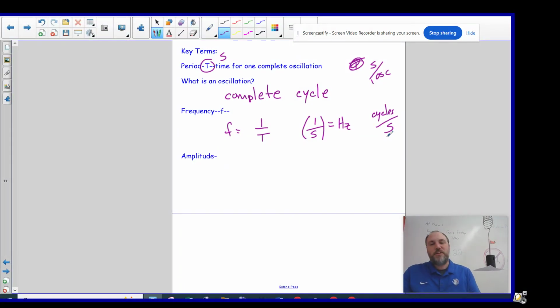So maybe you've seen hertz before. When you buy a TV, it says 60 hertz. What does that mean? Well, it means that the image on the screen updates 60 times every second. Okay. So 60 cycles per second. Amplitude is just the maximum displacement. So the maximum displacement, and for us, that's going to be the maximum displacement from the equilibrium position.